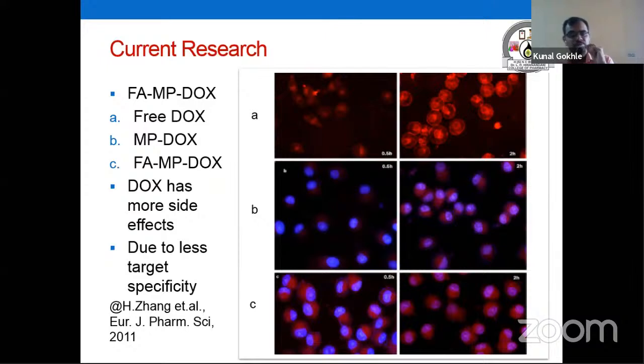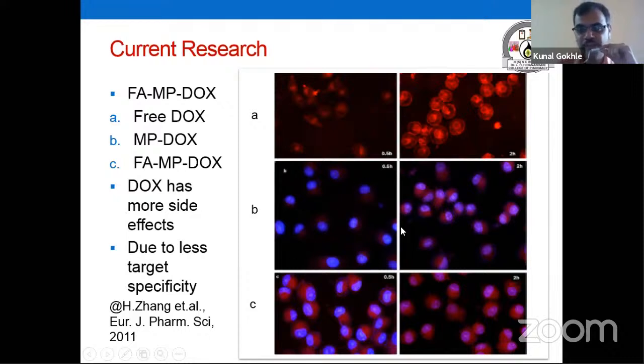So therefore, to tackle the problems associated with low bioavailability, low target specificity, and high degradability of doxorubicin, they decided to couple it with the maleated pullulan. And they also took into consideration the folic acid, because it has been observed that there are certain cancers in which the folic acid levels are found to be altered. So this particular system is responsible to take care of those altered levels of folic acid. Also, it will take care of the doxorubicin related target specificity and side effects.